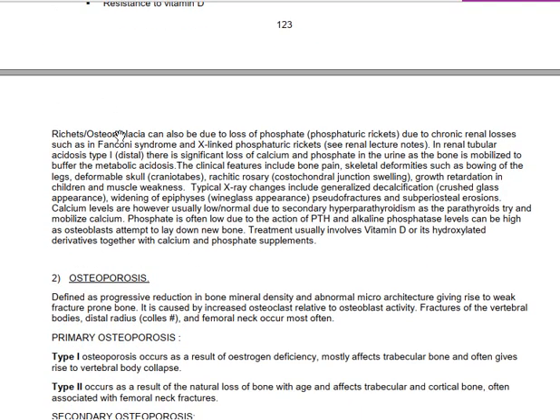Now, rickets and osteomalacia can also be due to loss of phosphate, like phosphaturic rickets. Is it clear? We need to know that in rickets you have defective mineralization of bone, and everything that is used in the mineralization of bone can cause rickets. Calcium is used in the mineralization of bone. Phosphate is used in the mineralization of the bone. Is it clear? And then the bone is going to be mineralized from an osteoid.